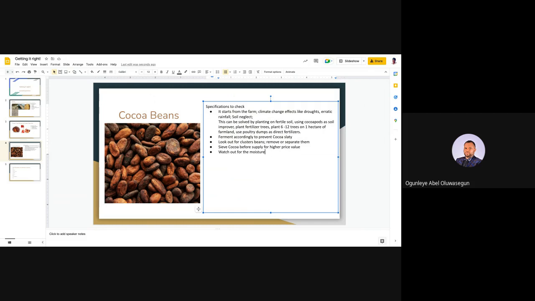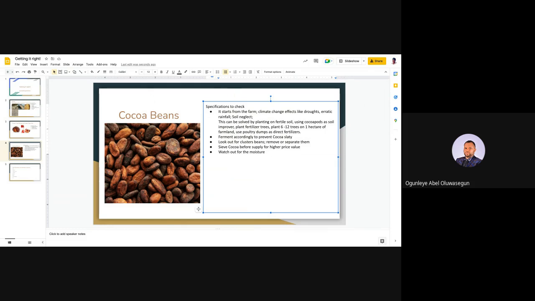So if you are even bringing cocoa to my store that is 10 to 12%, just be rest assured that I'm discounting you about 4 to 5%. So that's a huge amount on a bag or on a ton. So let us do it right. That is, we need to dry it very well.